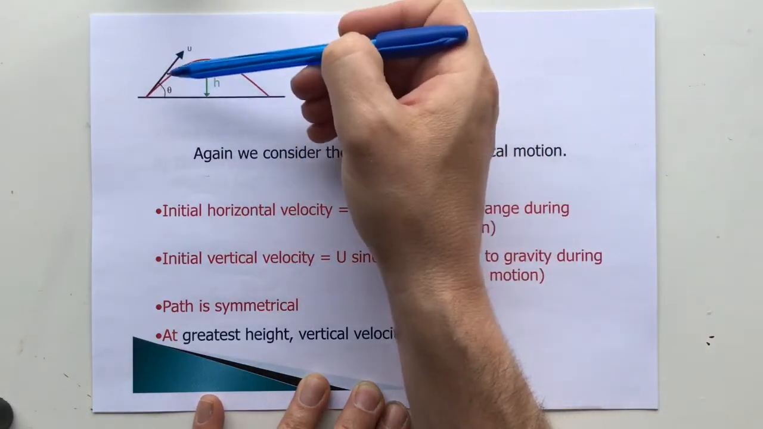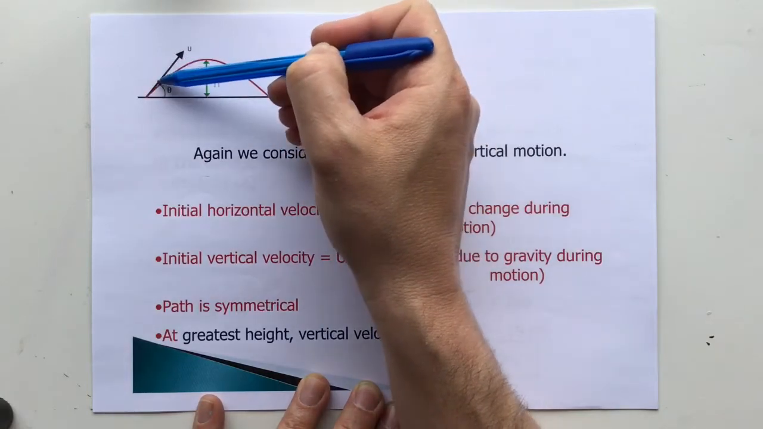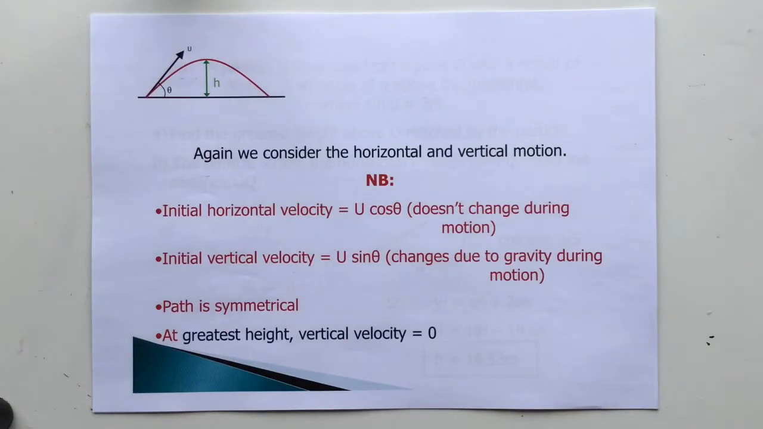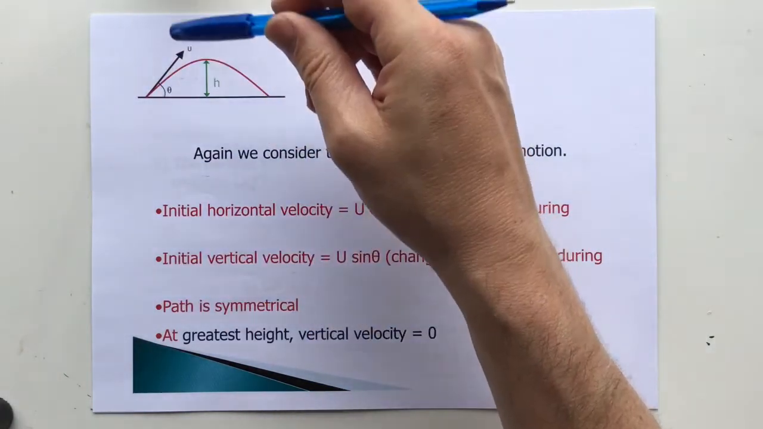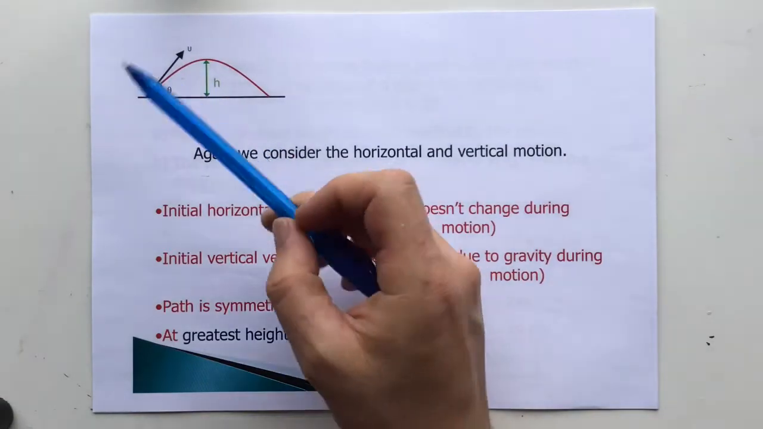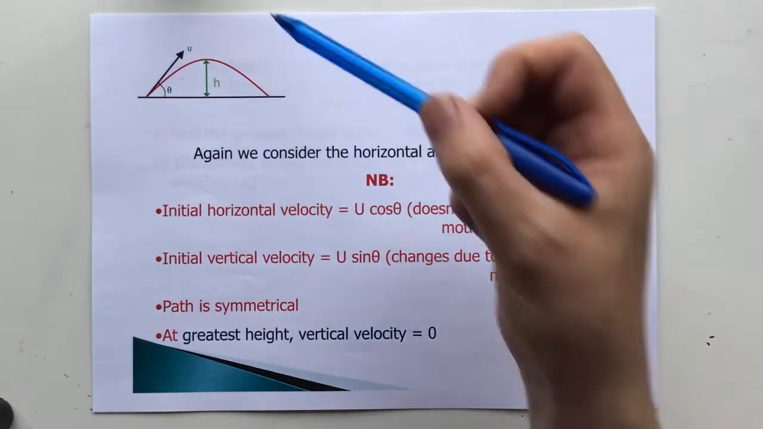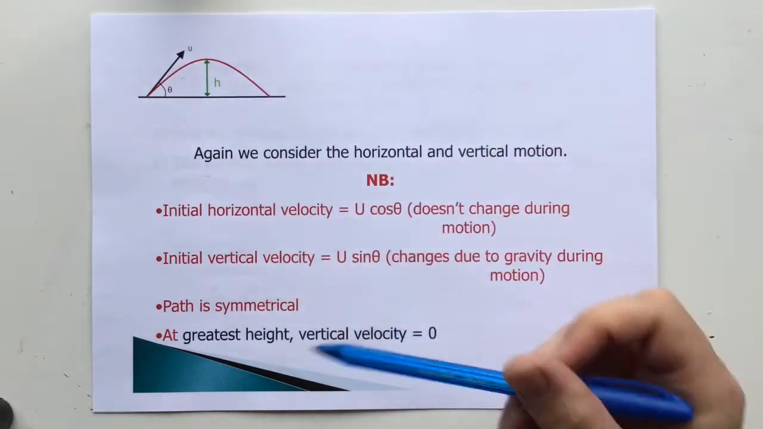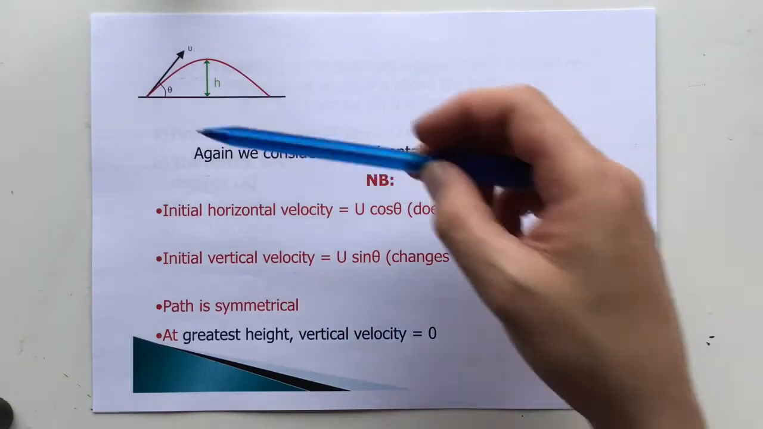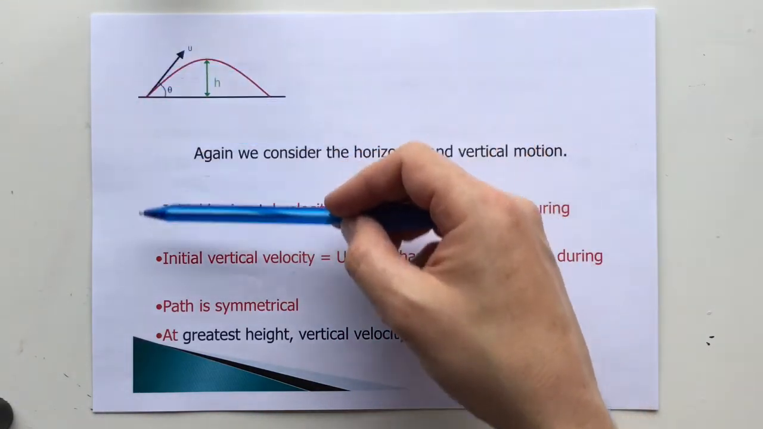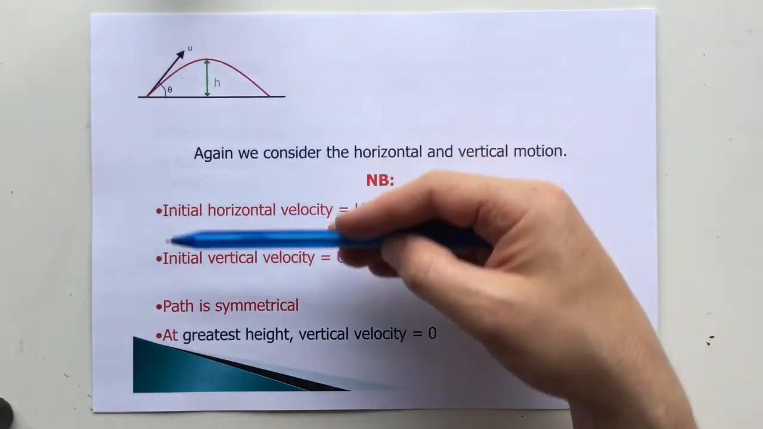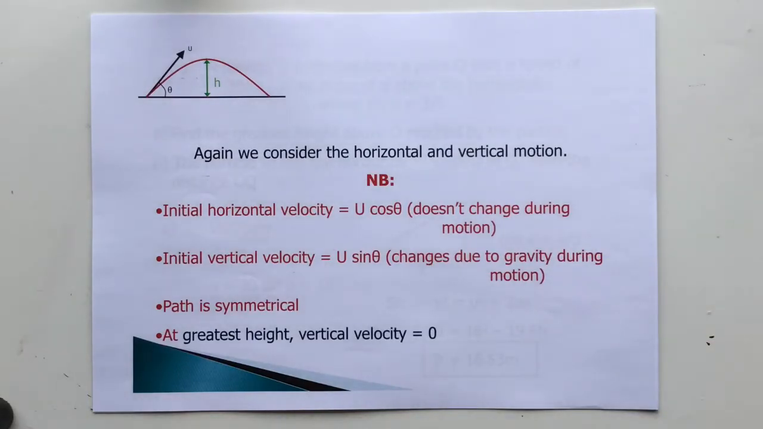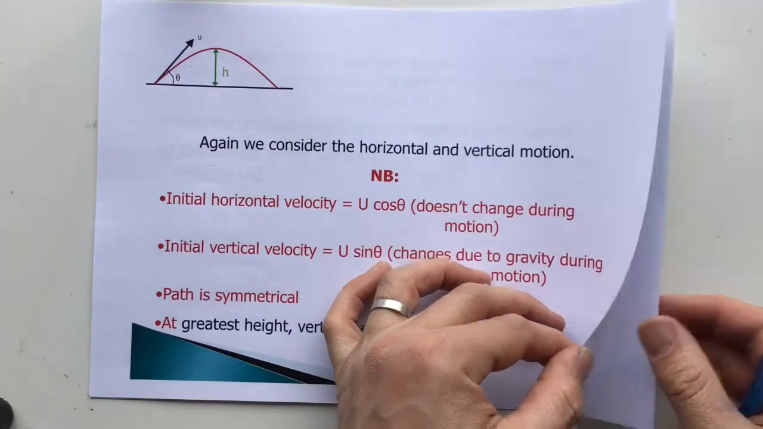When we look at the vertical velocity, the initial vertical velocity is going to be u sine theta. And that will change, that will get slower due to gravity, and then it'll eventually stop, and then it'll start coming down again. As I said already, the path is symmetrical. And one thing we do know is that at its greatest height, the vertical velocity will be zero, because it'll have stopped going up and it'll just be about to start coming down. So it'll go from a positive to a negative velocity, or a negative to a positive velocity, depending on what you're treating as up. So let's have a wee look at an example here.